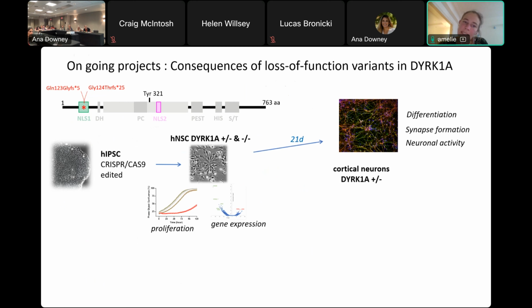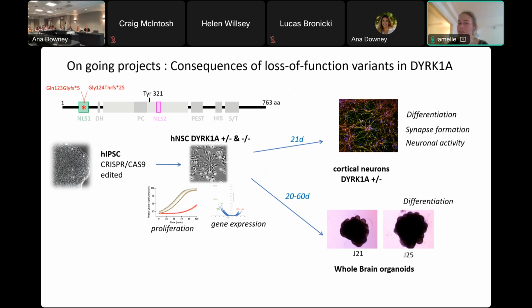What we are doing now in the lab is trying to characterize the effect of mutation in DYRK1A on the cell differentiation, on the ability of the cells to form synapses, but also on the neuronal activity, so the electrical activity of the neurons that are differentiated here. We are also generating some whole brain organoids with DYRK1A mutation compared to wild type, to see if it can affect the size of this mini in vitro brain, but also if it affects the different cell lineages we can obtain in this differentiation.